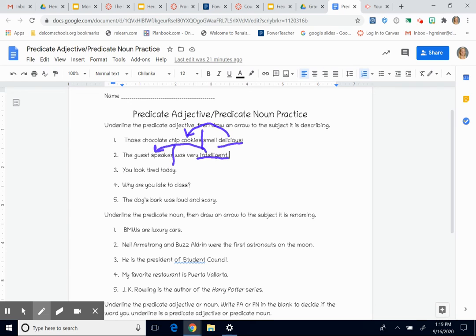You look tired today. Look is my linking verb, and it is describing the person that you're talking to. Tired is how you are describing them. How do they look? They look tired.